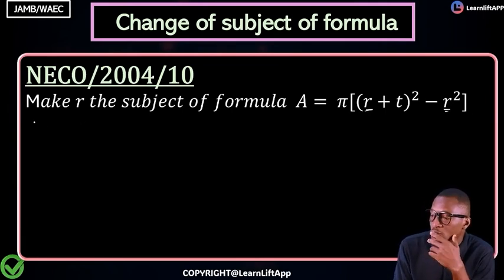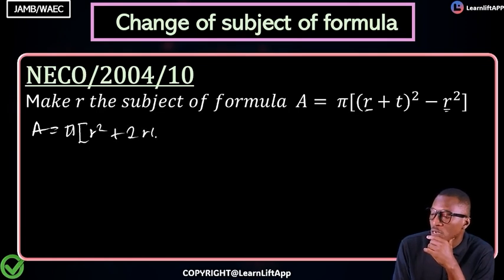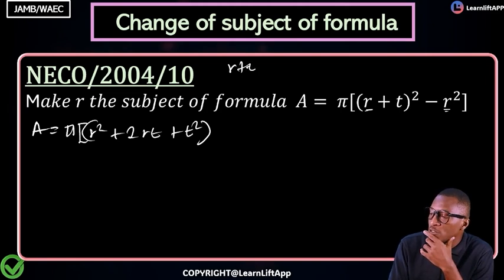Let's expand. First of all, this will give us A is equal to pi into, if we expand this, r squared plus 2rt plus t squared. If you are not convinced, try to do (r plus t) into (r plus t).